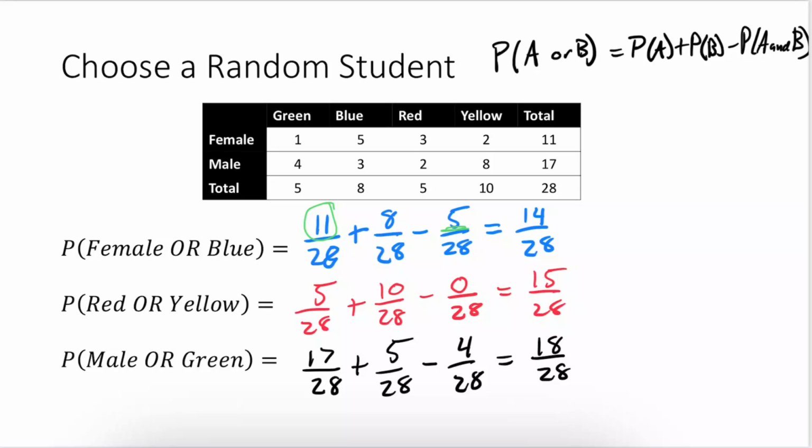And again, you could calculate this by adding up all of the male students and then adding the one female student whose favorite color was green. And you would still get the same answer of 18.